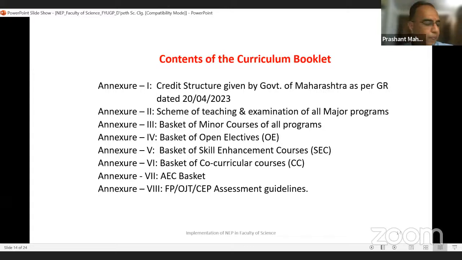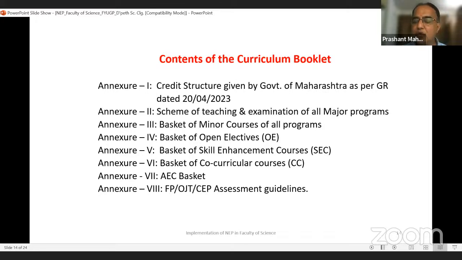Absolutely, sir. So one more question is there. Please specify the SEC of physics and OE/GE of chemistry. How can I specify here? See, you just go to the website of Nagpur University and download the basket of OE and also download the basket of SEC. Okay, in that you will get the SEC and OE of all the 24-25 programs of science.